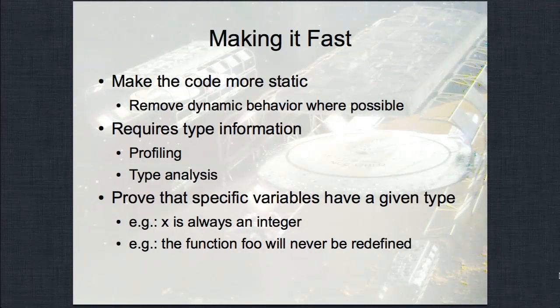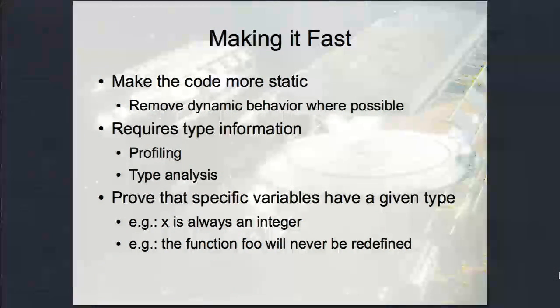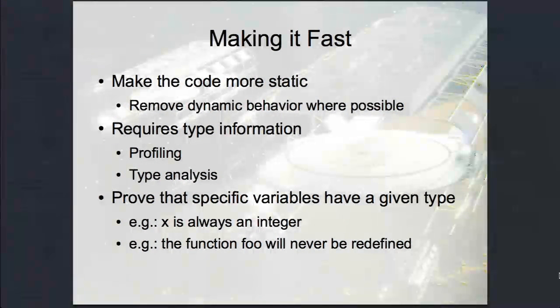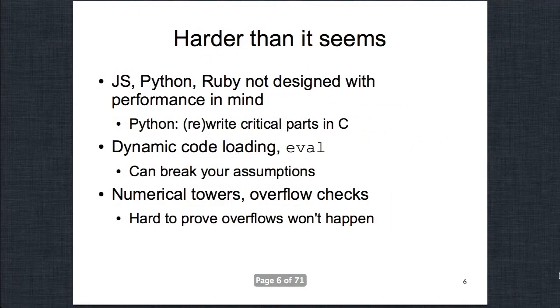So you want to be able to prove that a specific variable is going to have a given type at a certain point in a program. So for example, prove that some local variable will always be an integer, or prove that some function foo will never be redefined during the execution of the program, so that you can make the lookup of this function actually static instead of dynamic. So this is harder than it seems for a number of reasons.